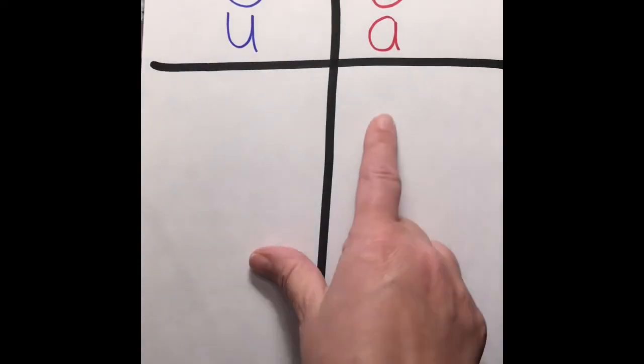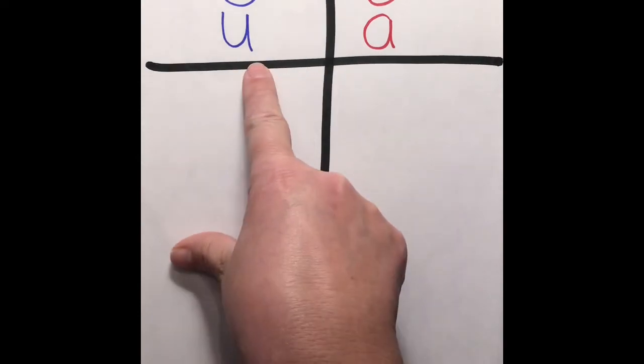So let's think about what this could look like over a unit. I might start, if I'm going to teach the short vowel A, by comparing it to a vowel that students already know, short vowel U. Now the first kind of sort that I might do would be something like this.